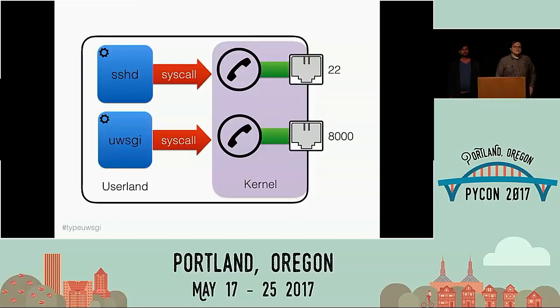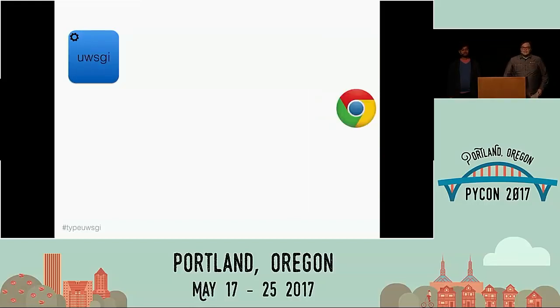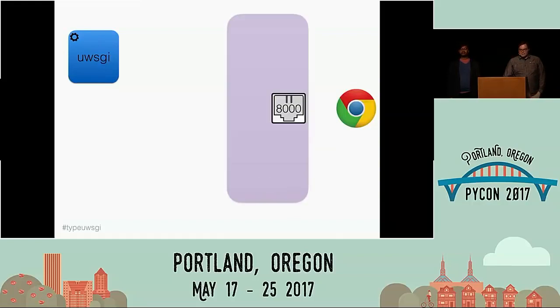So let's dive into what's actually happening with uWSGI. Let's say you want to connect to your uWSGI server. You know you're going to be connecting on port 8000, and so you make a request to port 8000 from Chrome. However, right now uWSGI isn't connected to port 8000, so you get a connection refused. Nothing happens. So the first thing uWSGI needs to do in order to accept connections on that port is issue the socket syscall to create the socket that's going to connect to the port.